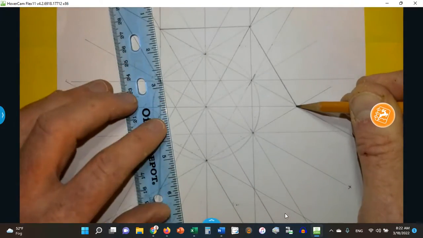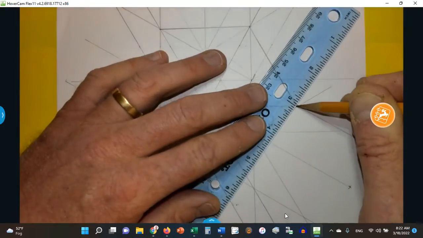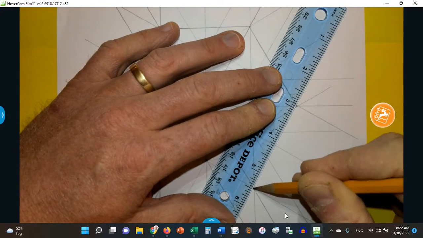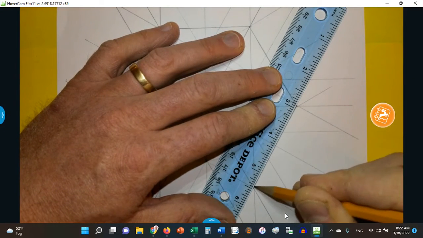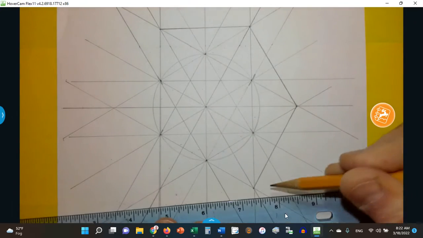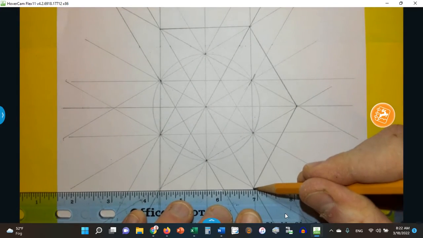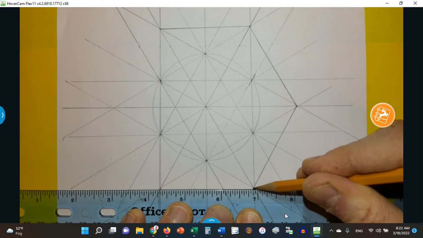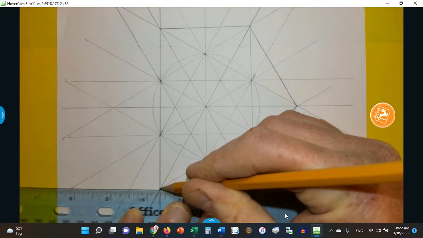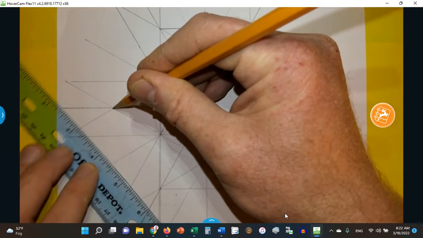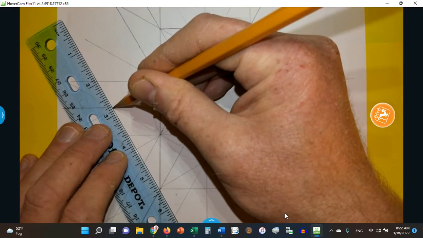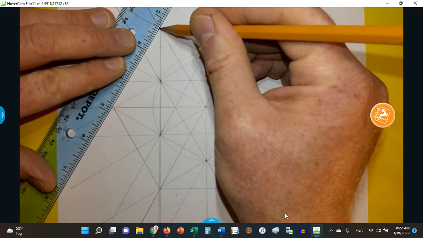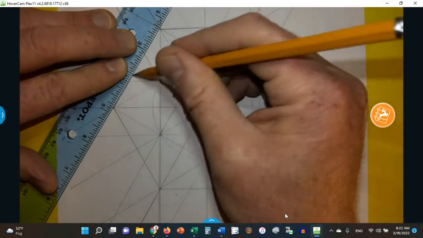So here, right, this is going to go to here. This is going to go across like this to here. Okay, now this is going to go up to this point here. Now I can just finish it off like so.